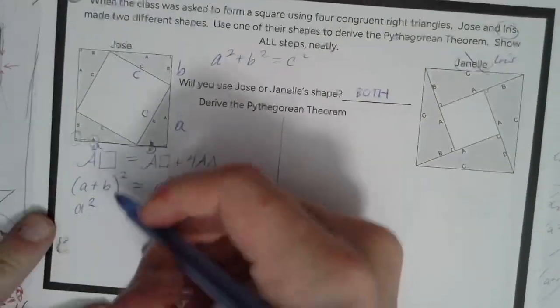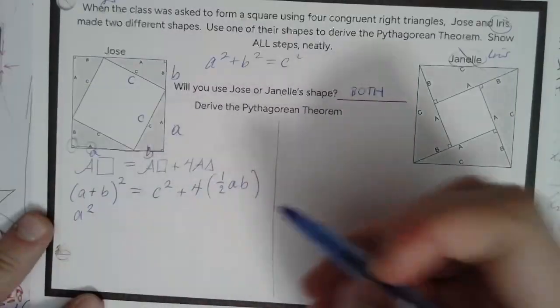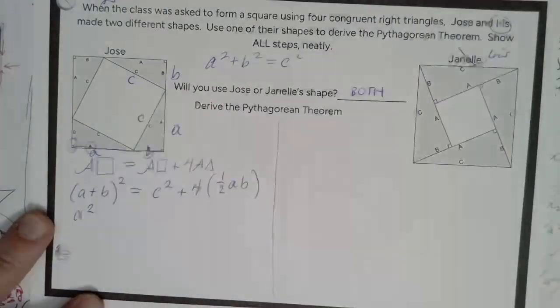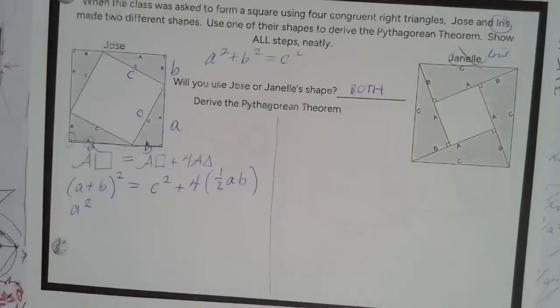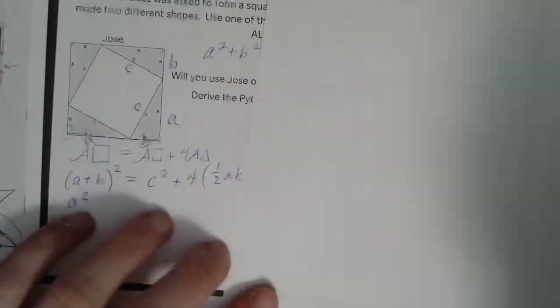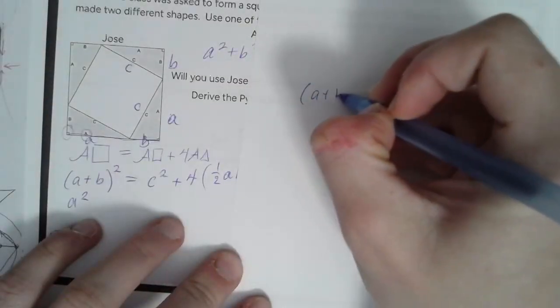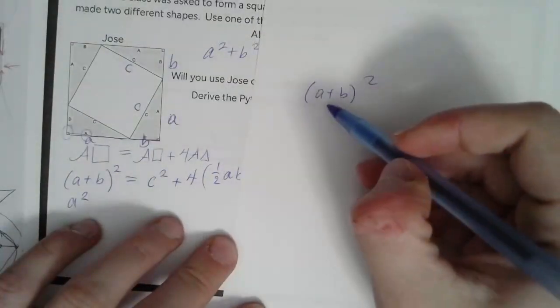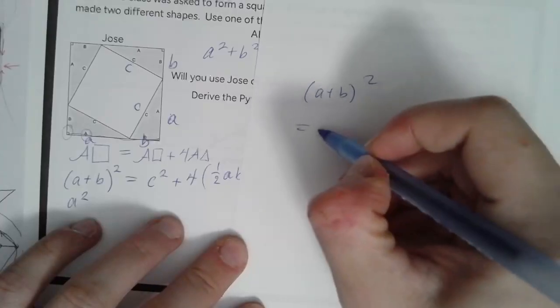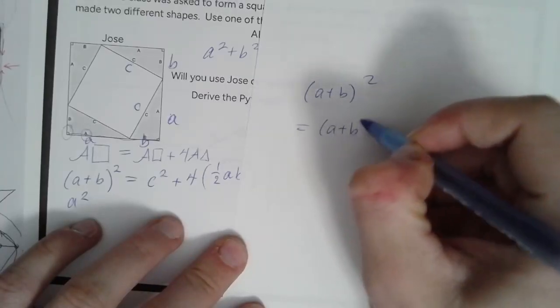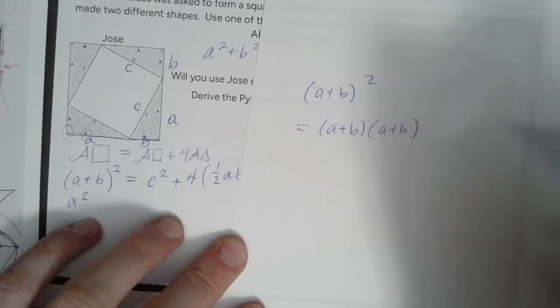Anyway, what I'm really doing here is foiling, right? So should I show this? Surely we know how to foil. Maybe I show it anyways. Let's see. On some scratch paper, (a plus b) squared. If you don't know what to do, ask yourself, what does it say? This is the same as (a plus b) times (a plus b).